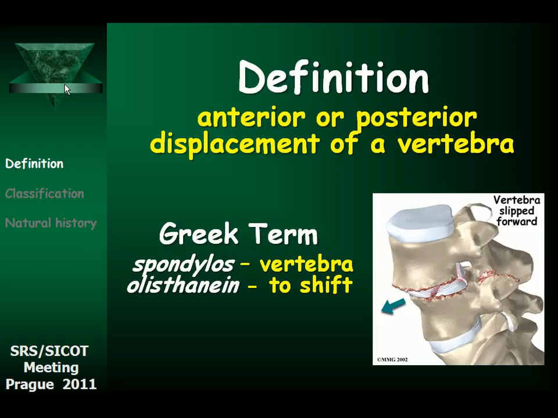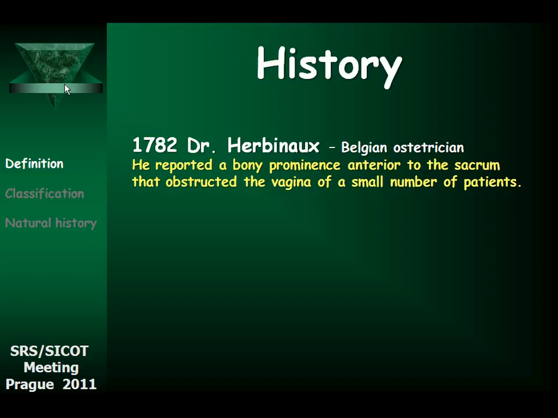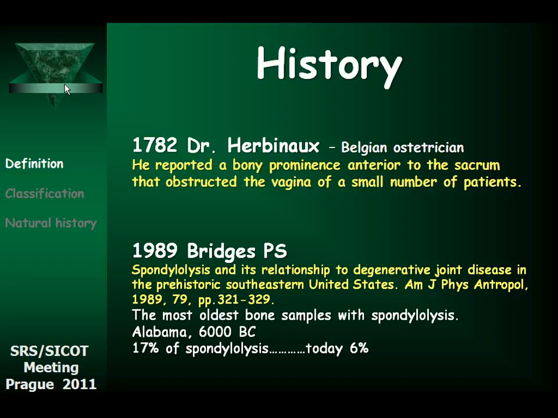Its origin is from these two Greek terms. When we look at the history, it starts with the Belgian obstetrician Dr. Herbinot in 1782. He reported a bony prominence anterior to the sacrum that obstructed the vagina of a small number of patients. And in the modern era, in 1889, the spondylolysis and its relationship to degenerative joint diseases in the prehistoric southern United States.